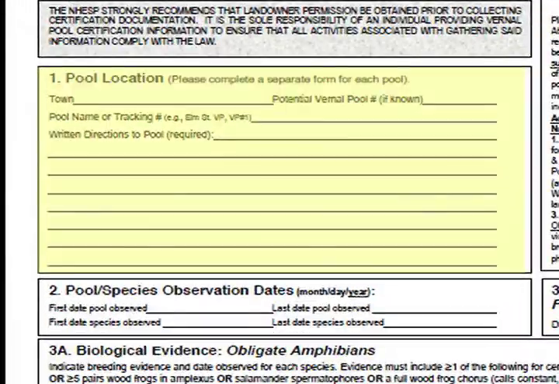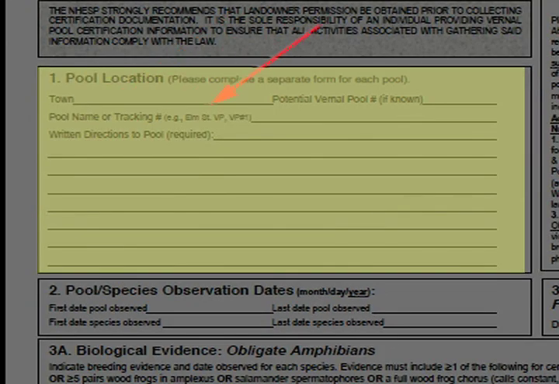Section 1 of the form asks for the pool's location. Include the town in which your pool is located, and then give the pool an identifying number. You can call it VP number 1, you can call it Backyard VP. You can give the pool any identifier you choose, but it should be something simple. It won't become an official name for the pool, but you will have to label all supporting documents, such as photos and maps, with this name.